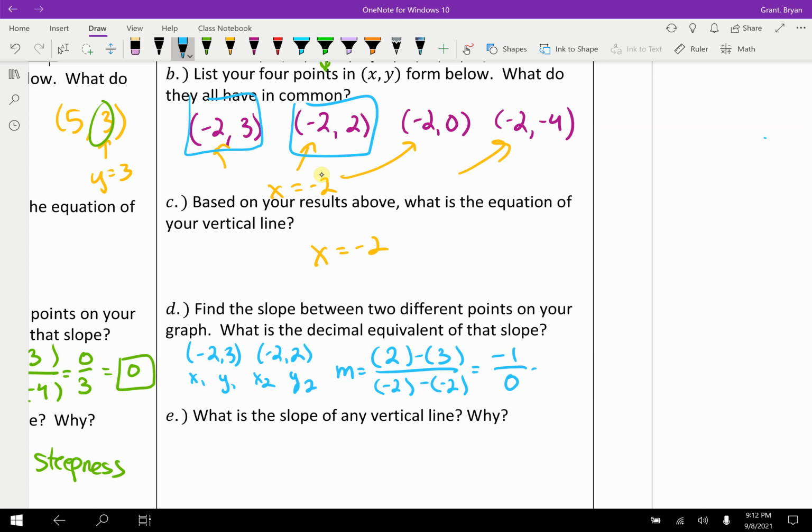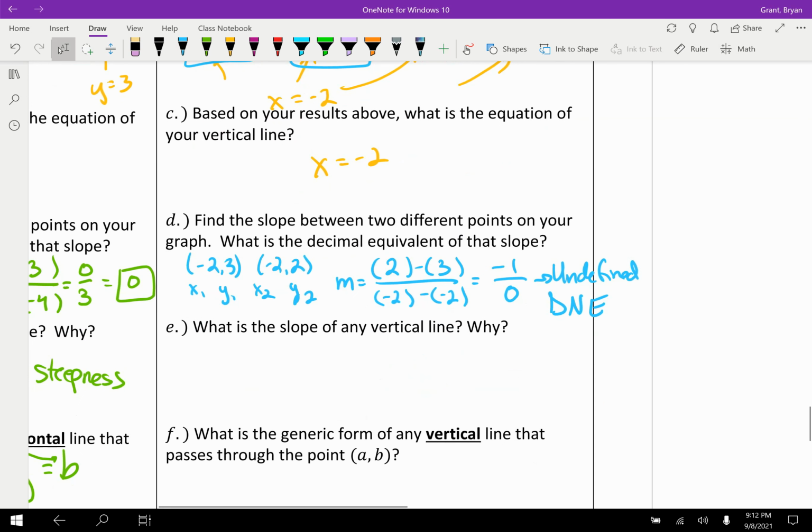Well, looking at this, we always like to just say, and it's not really equal because it's not a number, we'd probably just say undefined. Sometimes fancy math people will put DNE, which means does not exist. That's totally fine. All right, well, what is the slope of any vertical line? The slope of any vertical line is undefined. Why is it undefined? Well, it's straight up and down, so we don't have a measure of that steepness. So we say can't measure the steepness.